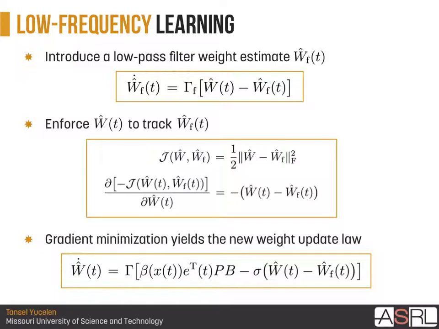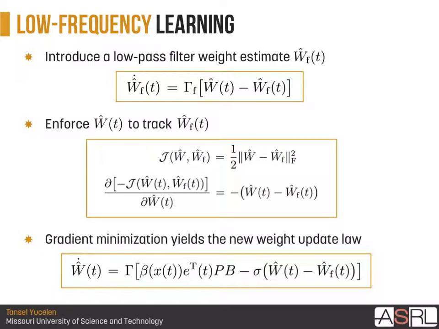Because when I use high gain in the standard adaptive control, my weights can be highly oscillative, so that my control signal will be oscillative. I don't want those oscillations. So I want my weight estimation to behave like this low-pass filter, because it filters out those high-frequency oscillations. So this is a constraint enforcement problem.